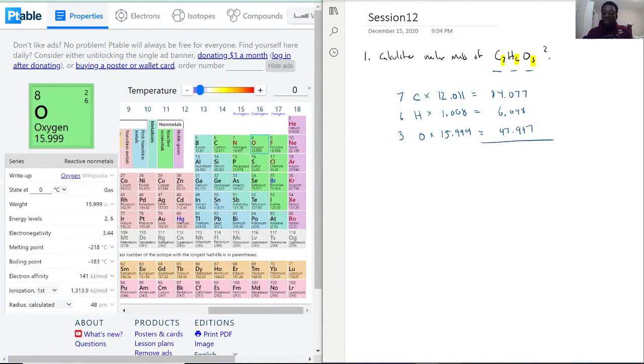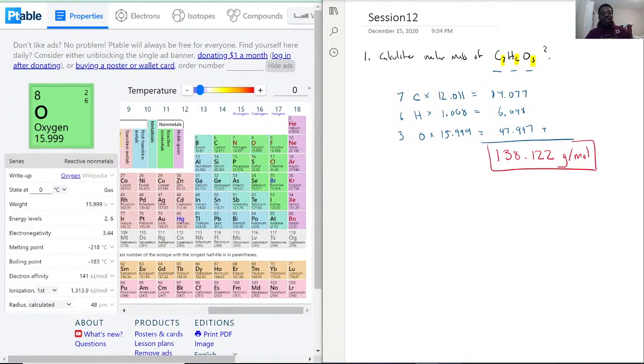Yep. And so we're going to add all of these together. Because now, in a sense, we're just going to congregate all the numbers together so that we can get what salicylic acid's total is based on the constituents. So we have 84.077 plus 6.048 plus 47.997, and we get 138.122 grams per mole. This right here is going to be the molar mass of salicylic acid.